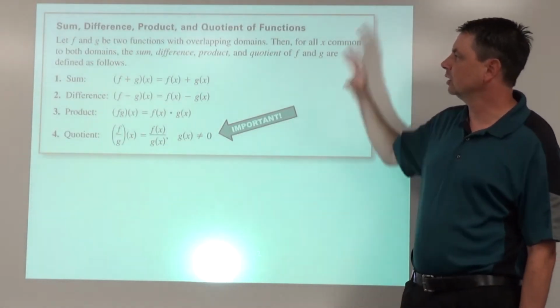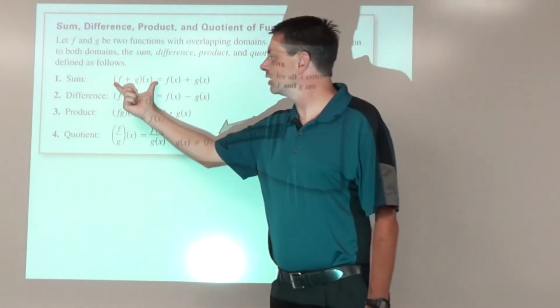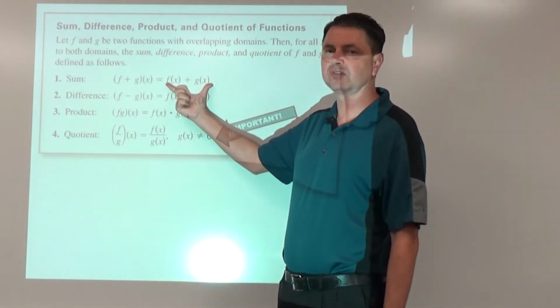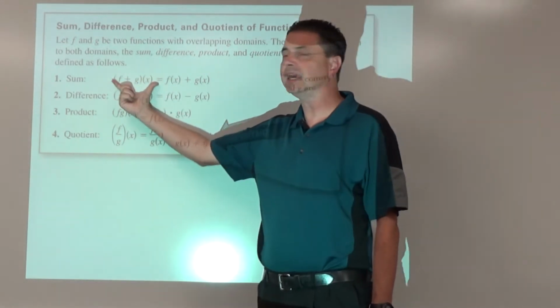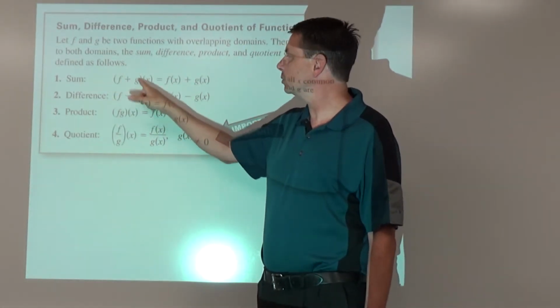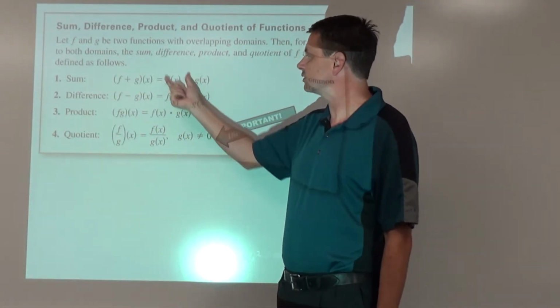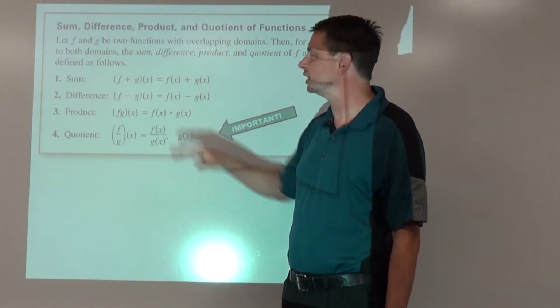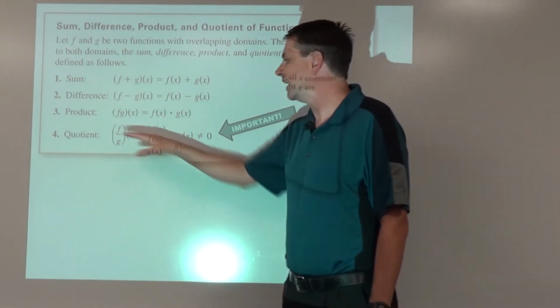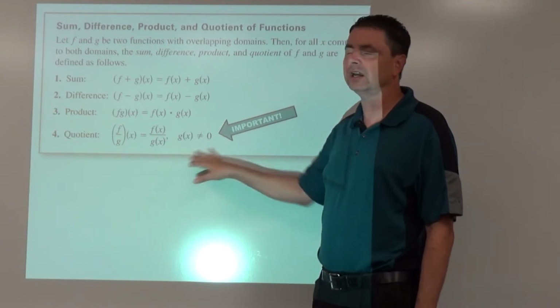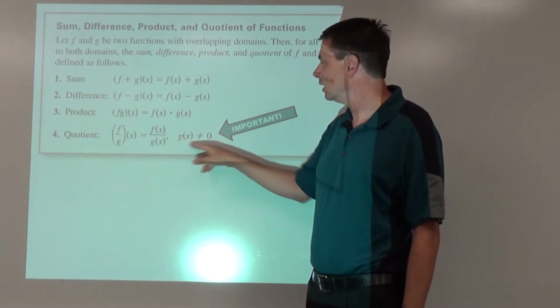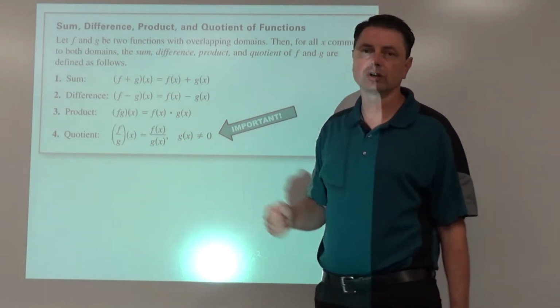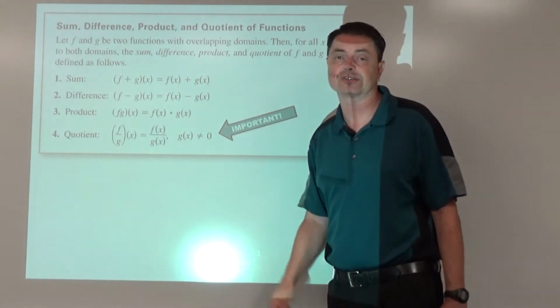Okay. So in summary, just look at the notation. You might be more familiar with it looking like this, but it may be asked like this. f plus g of x just means do f of x plus g of x. It's just notation. And for the quotient, we have to be very mindful of the domain, making sure that no value of x causes us to divide by 0.